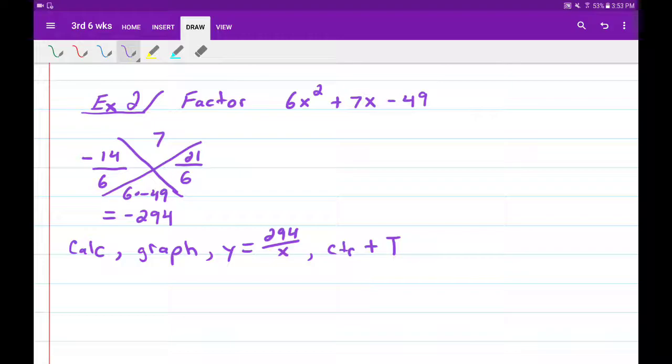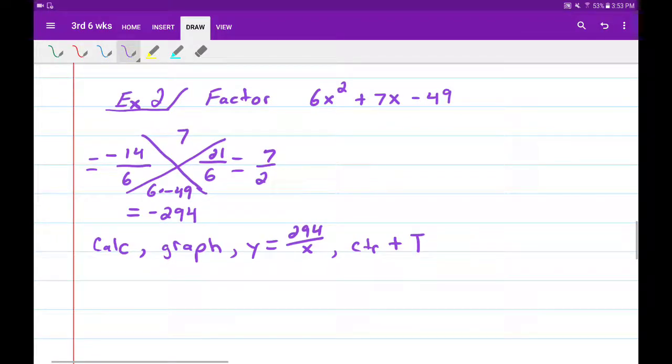All right, so reduce the fractions would be the next step. So 3 goes into 6 and 21, so this is going to be 7 halves. And then 2 goes into 14 and 6. So we're going to have negative 7 over positive 3. All right, so negative 7/3 and 7 halves. We'll write it in intercept form. So x minus 7/3, and then x plus 7 halves.